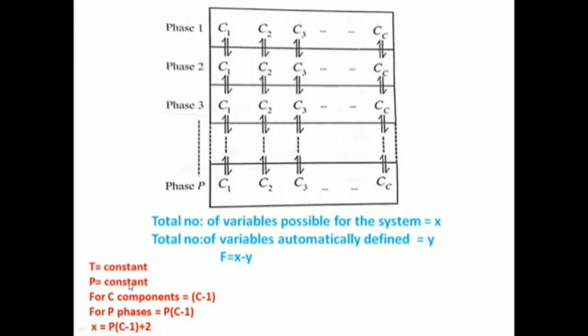Now we have to consider the case of composition variables. We said that there are C components present in phase 1. So for C components, there are C minus 1 composition variables. And since there are a total of P phases, the total number of composition variables possible is P into (C minus 1). Therefore, the number of variables possible for the system, X, can be represented as X equal to P into (C minus 1) plus 2, where this 2 stands for one pressure variable and one temperature variable.